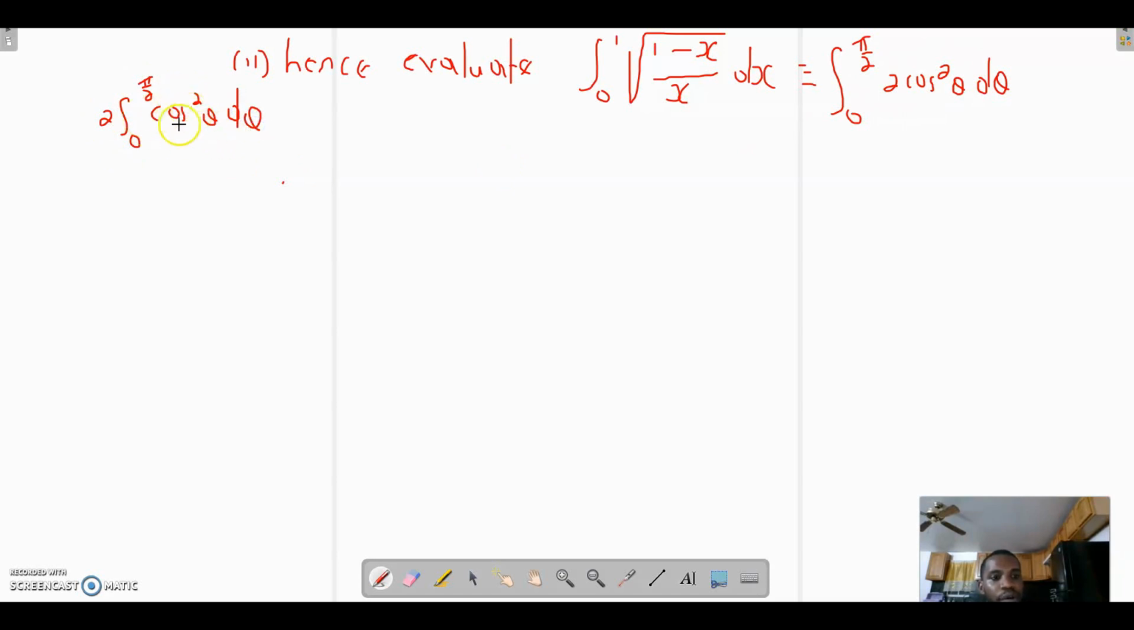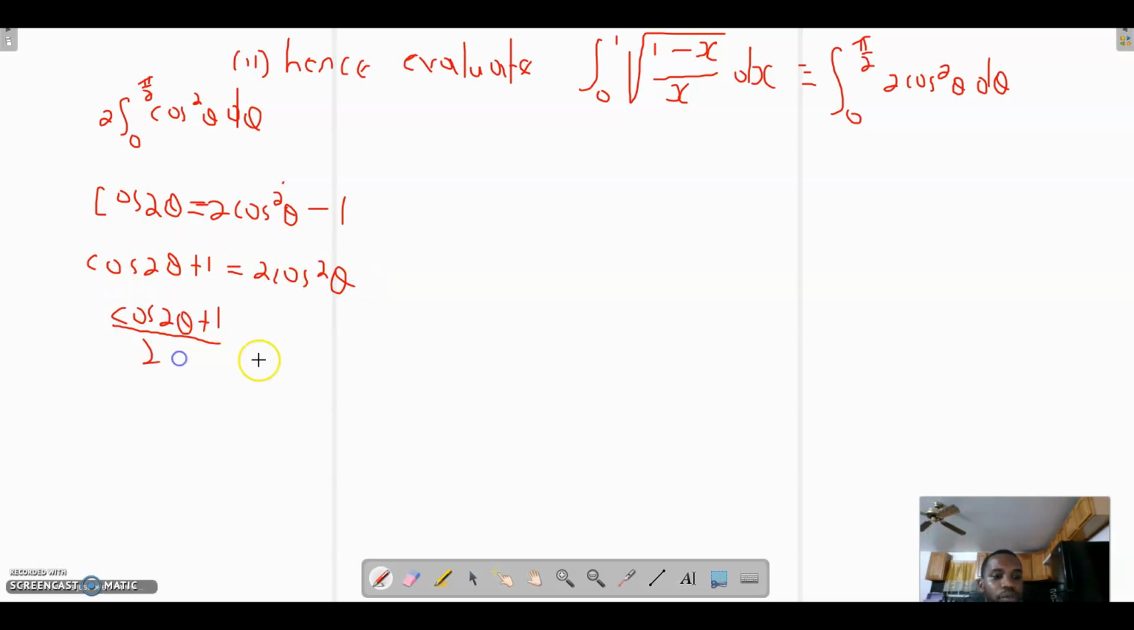Now here's my problem. My problem is the power that the cos has. So we're going to have to find a way to rewrite cos squared theta without having that power up there. But how do we do that? The double angle formula. So we know that cos 2 theta is equivalent to 2 cos squared theta minus 1. So we simply just need to transpose this for cos squared theta. So we can say cos 2 theta plus 1 is equal to 2 cos squared theta. So we can say cos 2 theta plus 1 all over 2 is equivalent to cos squared theta.